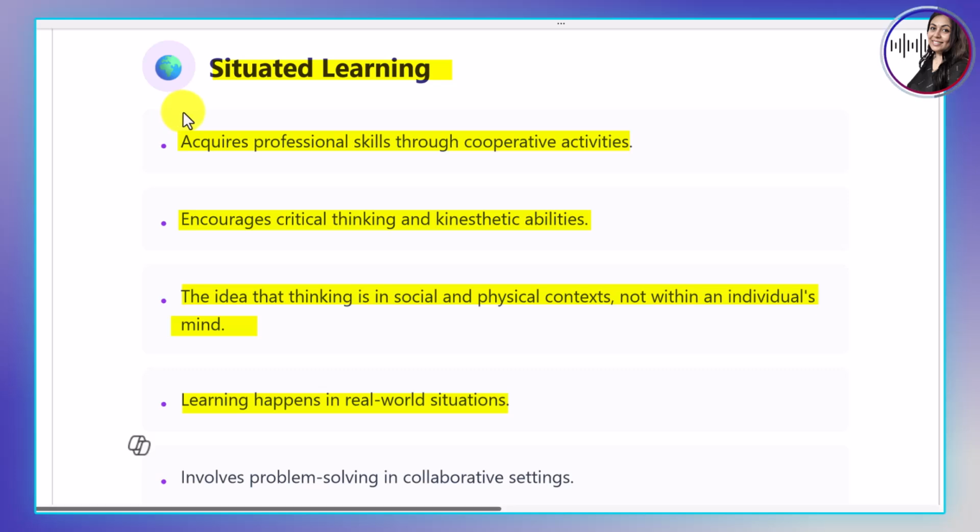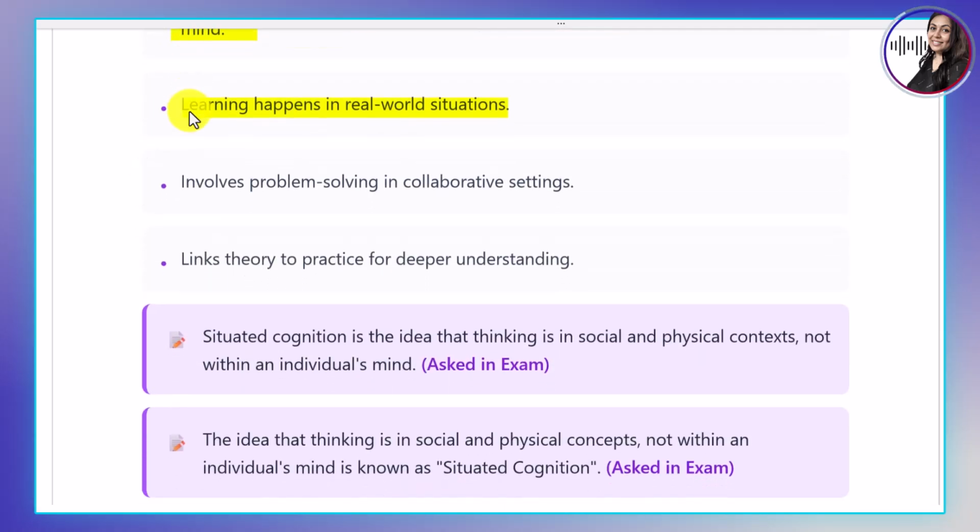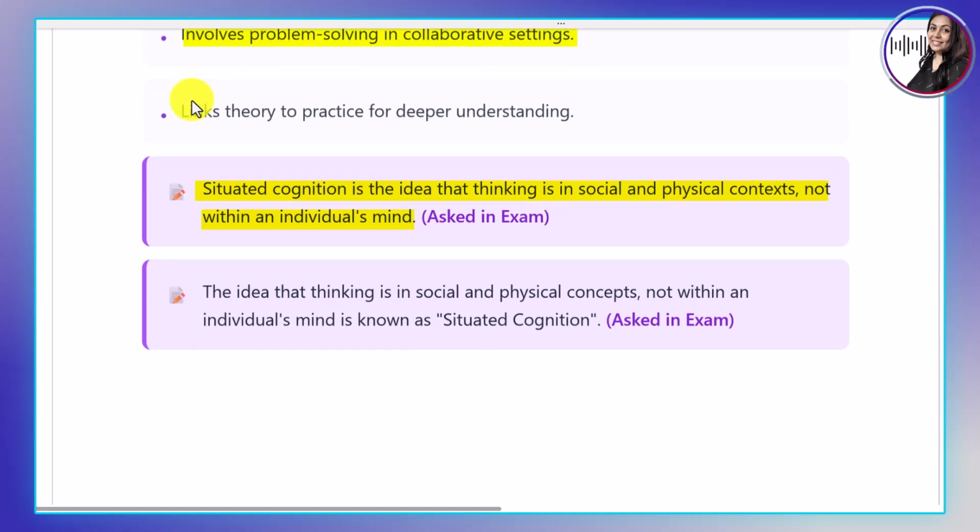Learning happens naturally in real-life situations where learners solve problems together and connect theory with practice. This idea is captured in the concept of situated cognition, which states that thinking exists in social and physical contexts rather than solely within the individual, a definition that has been directly asked in exams.